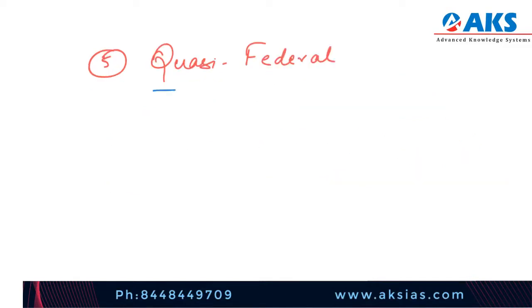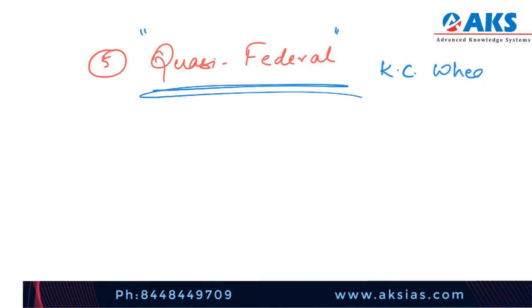India's constitution is quasi-federal. Why is it so? This term was coined by KCVR to describe the Canadian constitution. So what do you mean by saying that India's constitution is quasi-federal? While having all the features essential for a federation, some of the unitary features are also there in India's constitution. So all the essential federal features are there in the constitution. However, there are many unitary features.